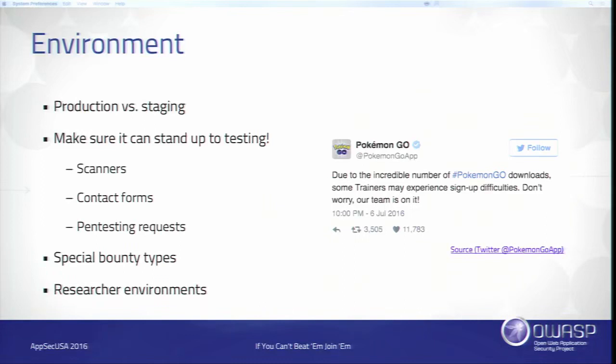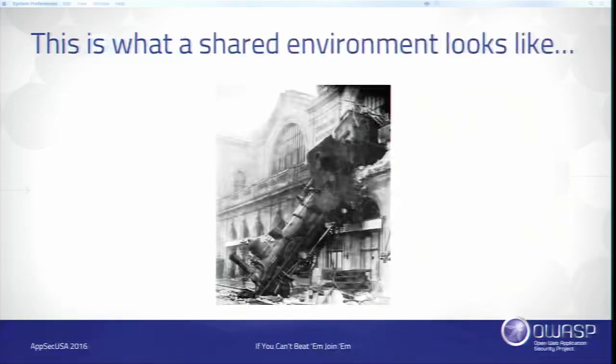And then I want to talk briefly about researcher environments. This is what a shared researcher environment looks like. I don't know if that shows quite well, but it's a train wreck out the top floor of a building. It's generally not a great thing when you have 50 researchers all testing in the same environment. Often it's something like a CMS or an admin portal. You can kind of imagine what happens. Everybody's tripping over each other's payloads. There's endless prompt boxes. Somebody starts deleting other users.